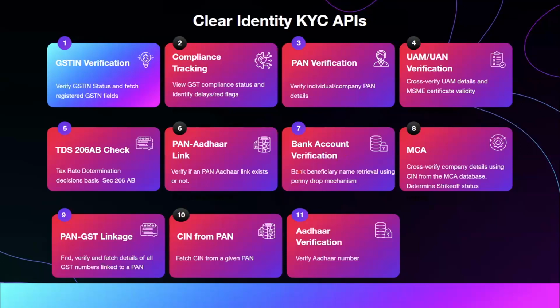That we transfer 1 rupee and check whether the account is active, and whether it is in the name of the relevant vendor or your employee or not. Then we have an MCA detail check to check the status of the companies, whether it's been struck off, etc. PAN GST linkage to check how many GSTs are there at a PAN level. Checking the CIN status, Aadhaar verifications.